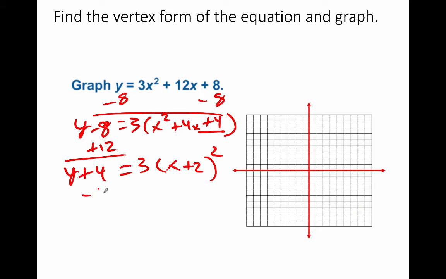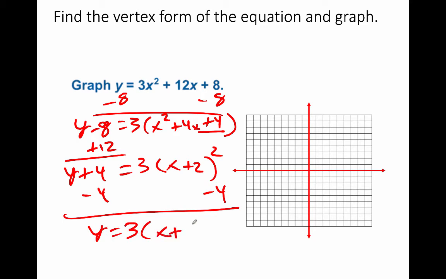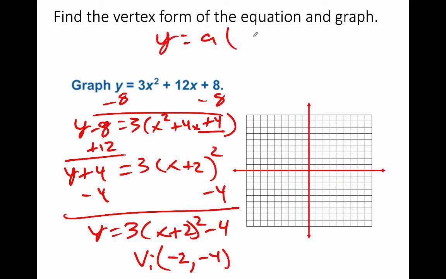Y plus 4 minus 4 minus 4. Y equals 3 times x plus 2 squared minus 4. Vertex, -2, -4. Remember, in the vertex form, we have the minus as part of the equation. So this is really a -2, minus 4. There's the vertex. Here's my y-intercept. Symmetry. I'm 2 away, 2 away.